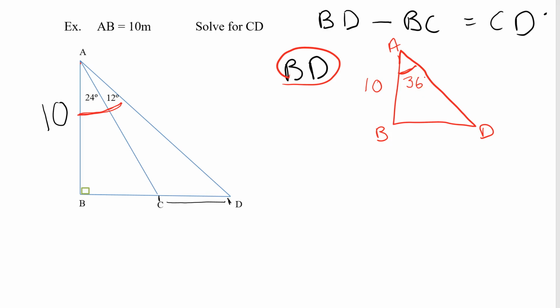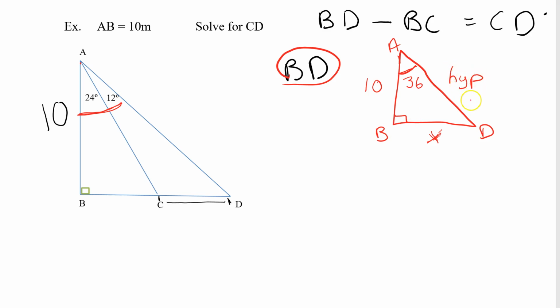And then what am I looking for? I'm looking for this side here, so I'm going to put a little X right here. So here's my angle, here's what I know, here's what I'm looking for. Let's label it: adjacent, hypotenuse, opposite. Well, here's my 90 degrees, so I'm going to go through the 90 degrees to be my hypotenuse.